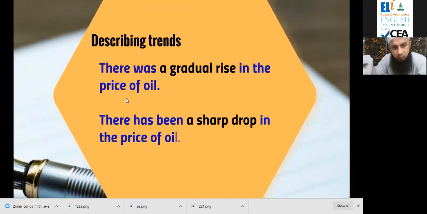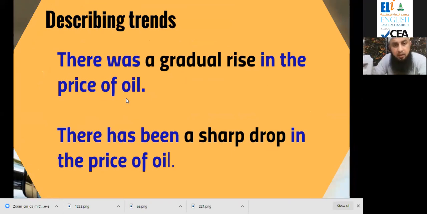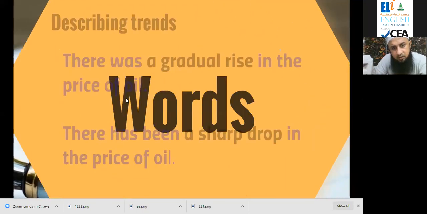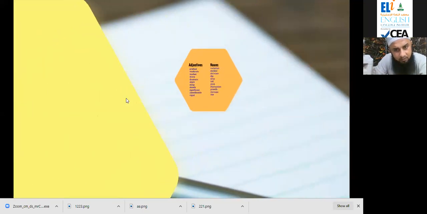Now let's look at these words for describing trends. There was a gradual rise in the price of oil. This is how you write, gradual rise. There has been a sharp drop. So if it is a rise, if it is gradual, it goes up like this. If it is sharp, it goes up steeply. It depends on how the line or the graph goes up or comes down. It all depends, and you would have to describe these things. So these are some words which help you describe trends.